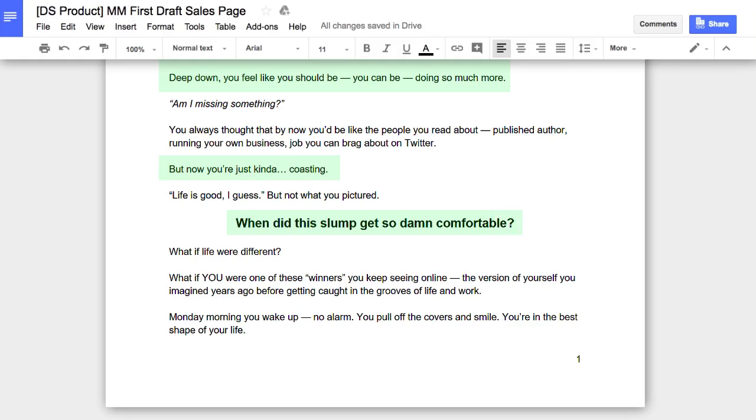Right under this subhead, the writer begins to hit on a third element of building desire, and that is painting the dream of what life could look like with the problem solved. What if you were one of those winners that you keep seeing online? The version of yourself you imagined years ago before getting caught in the grooves of life and work. Monday morning you wake up, no alarm. You pull off the covers, you smile. You're in the best shape of your life.